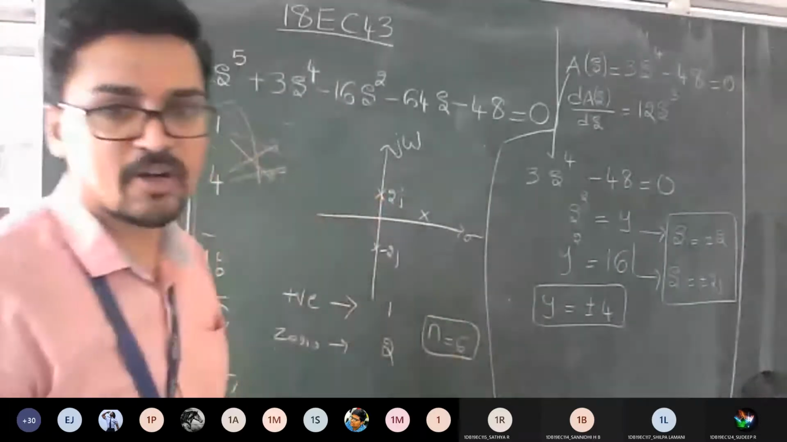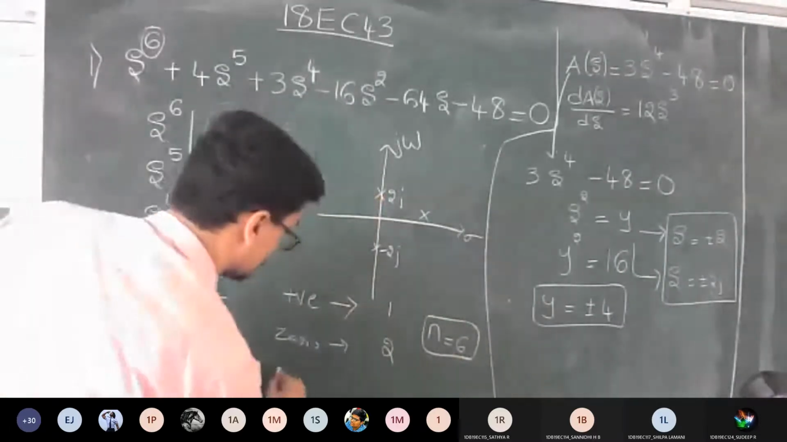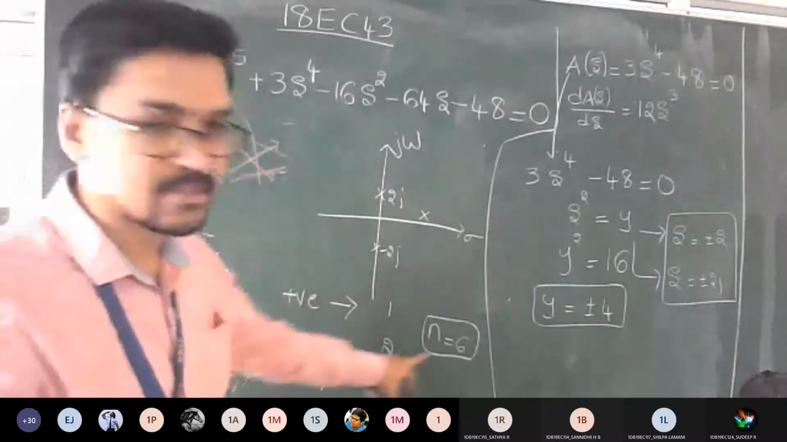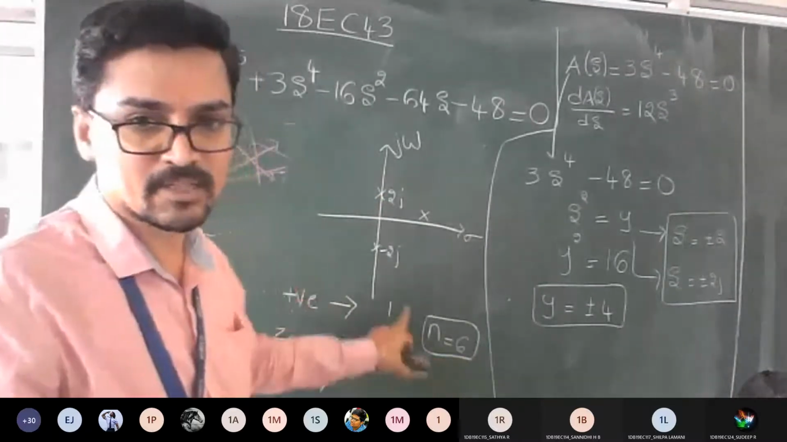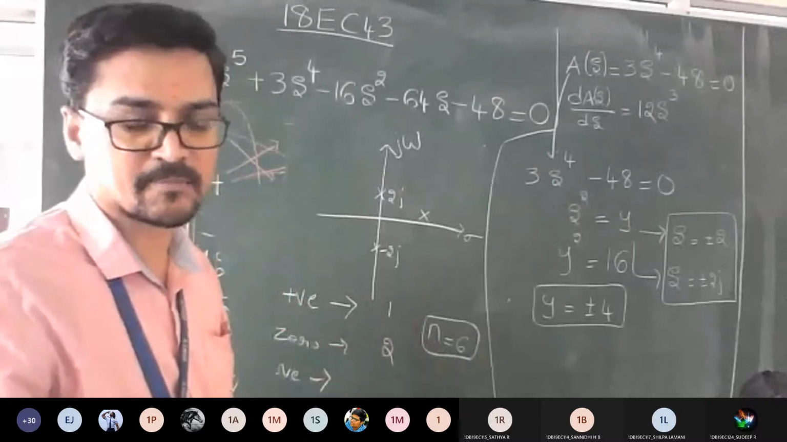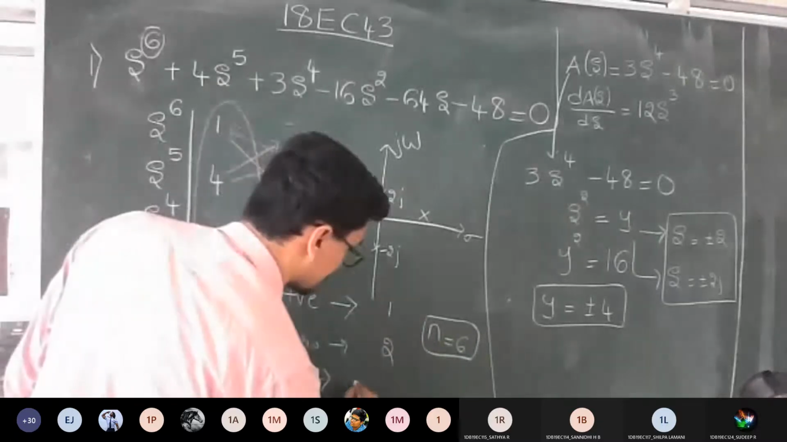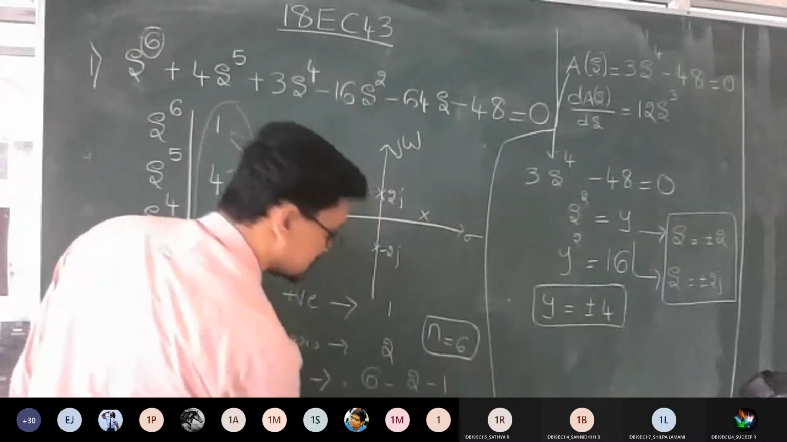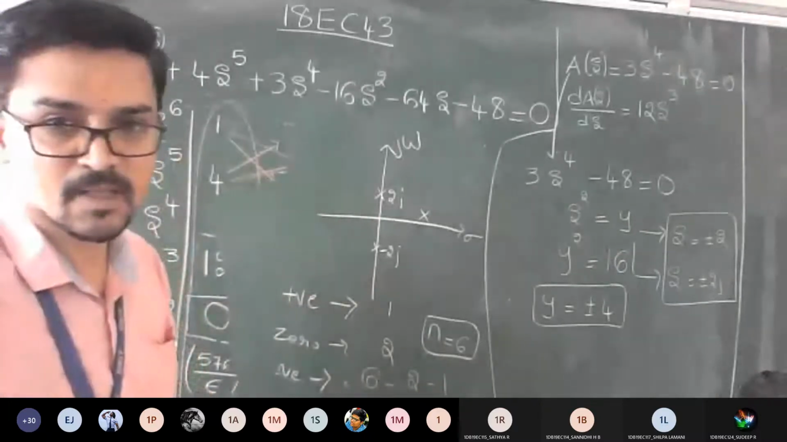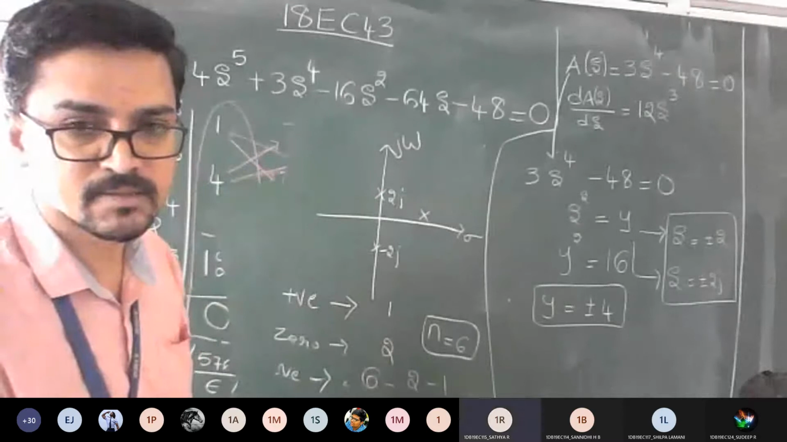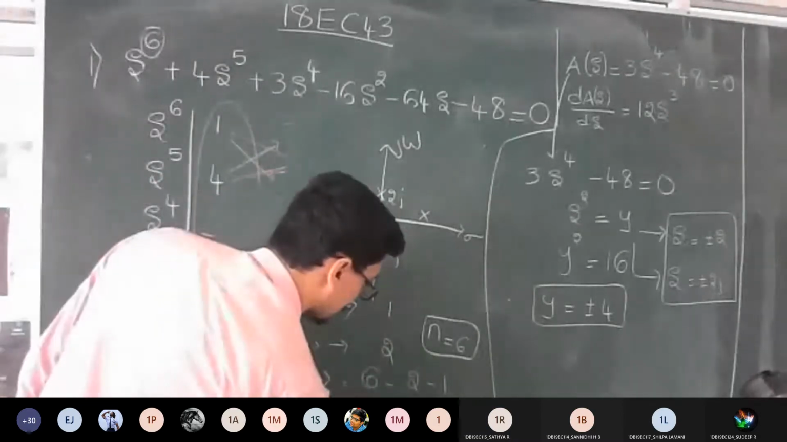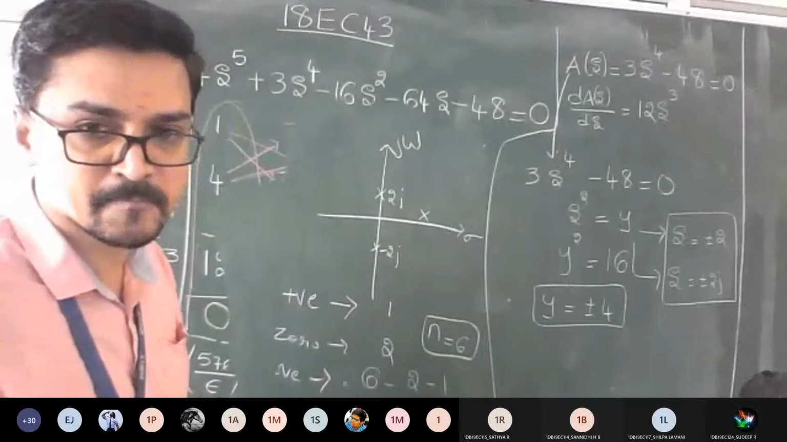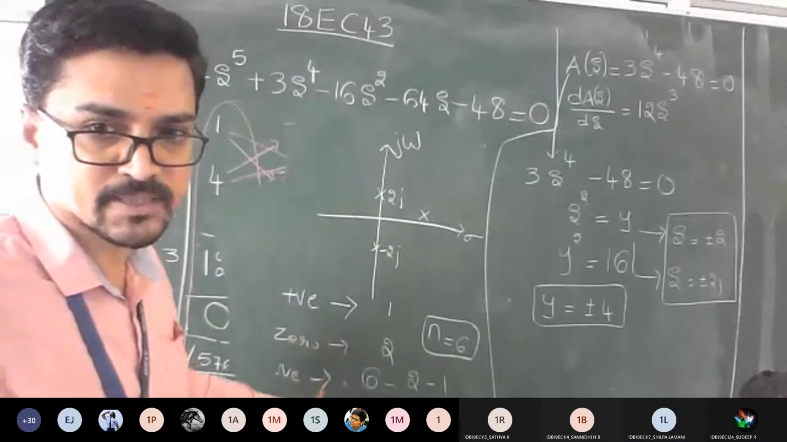In order to calculate the negative real part, you need to subtract your total roots with the two answers you got earlier. This can be written as 6 minus 2 minus 1. How much? 3. So now add all this. Is it equal to 6 only? Positive, zero and negative, yes.